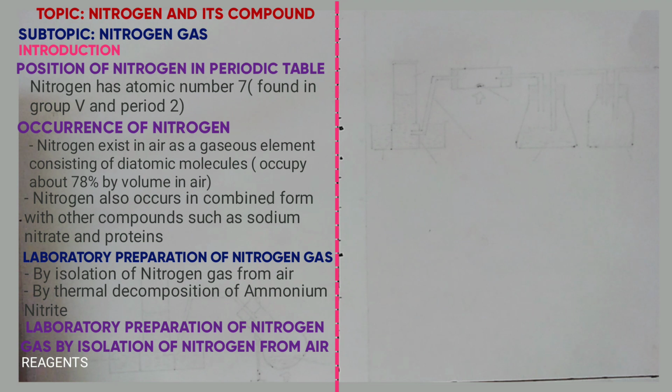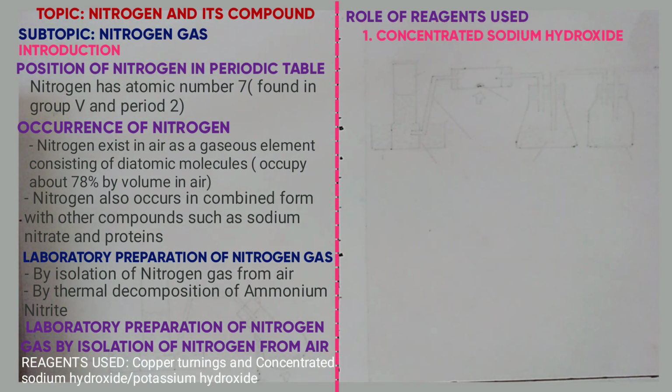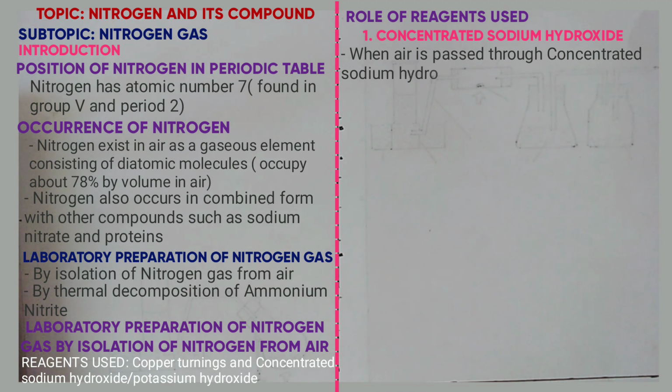Reagents used are copper turnings and concentrated sodium hydroxide or potassium hydroxide. Now the role of each of the reagents mentioned: the first one is concentrated sodium hydroxide. When air is passed through concentrated sodium hydroxide, it absorbs carbon dioxide in air. Sodium hydroxide reacts with carbon dioxide in excess to form sodium hydrogen carbonate. In limited carbon dioxide, it forms sodium carbonate plus water.